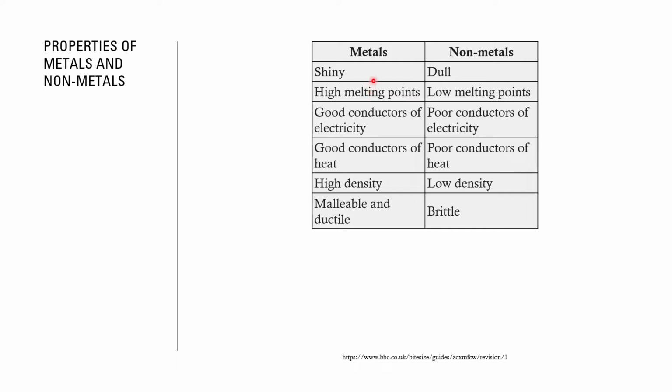Now, there are different properties for metals and non-metals. Metals are shiny, have high melting points, and are good conductors of electricity and heat. They also have high density, and they're malleable, which means that they can be bent into shape, and ductile, meaning that they can be drawn into a wire. Whereas non-metals are essentially the opposite of all of those things. They're dull, they don't have a very high melting point, they don't conduct electricity or heat very well, they have low density, and if you try to bend them or draw them out into a wire, they break. They're known as brittle.